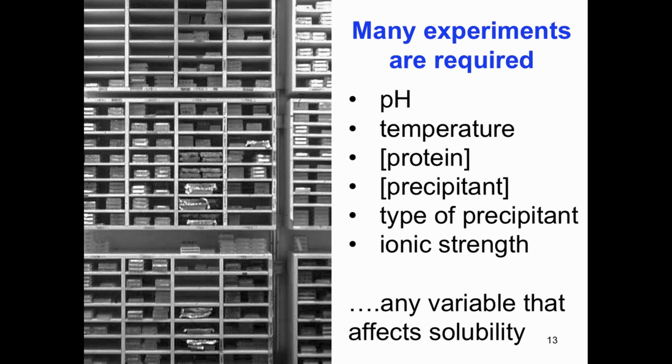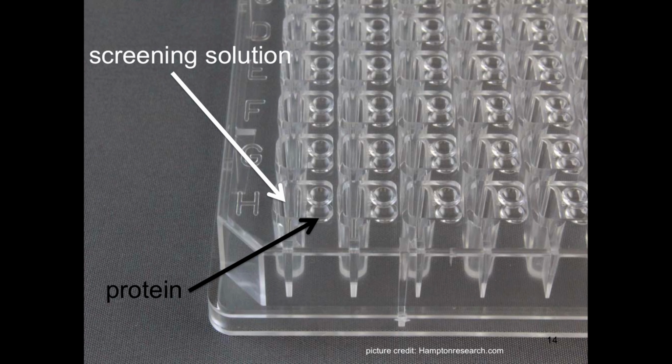And inside each tray, there is anywhere from 96 to 384 experiments, screening experiments. Let me give you a close-up of one of the trays. So this particular tray contains 96 conditions or screening solutions, and has two slots times 96 for putting the protein.